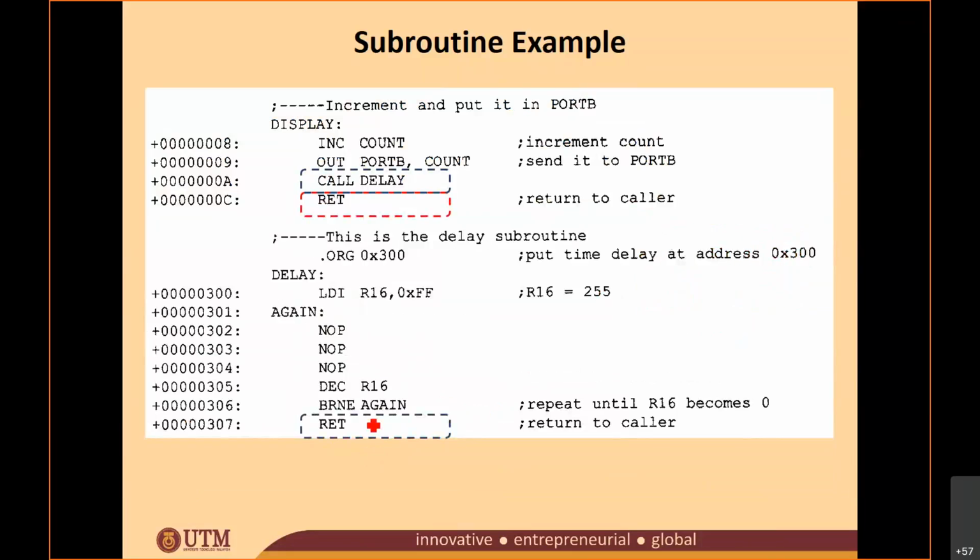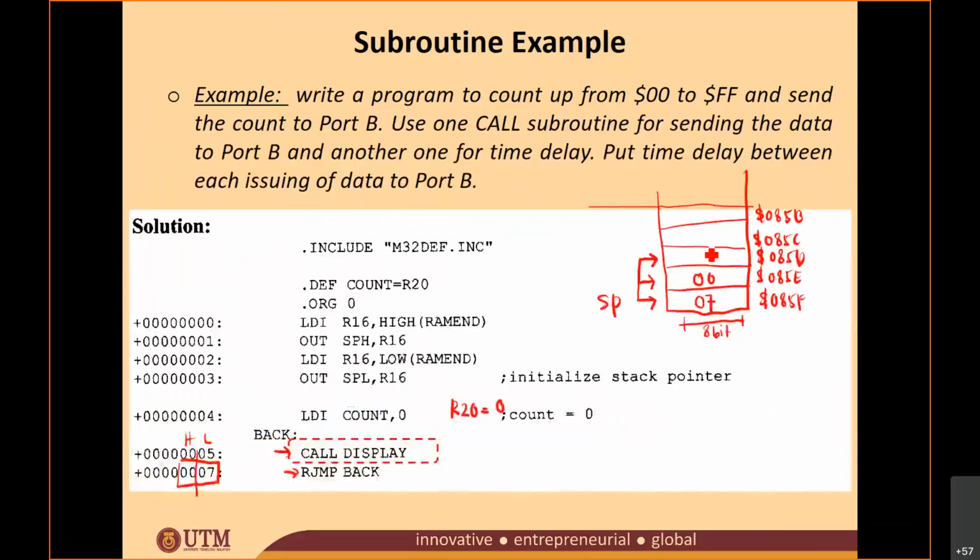So where is my display subroutine? So this is the display subroutine. Increment count, so you increment R20. Out port B, count, so you send the value from count to port B, and then call delay. Okay, so this is a call delay. So you call again. What happens here is, before you go to delay, you need to store this address to your stack. Okay, so previously kita dah ada macam ni. Okay, I lukis kat sini lah.